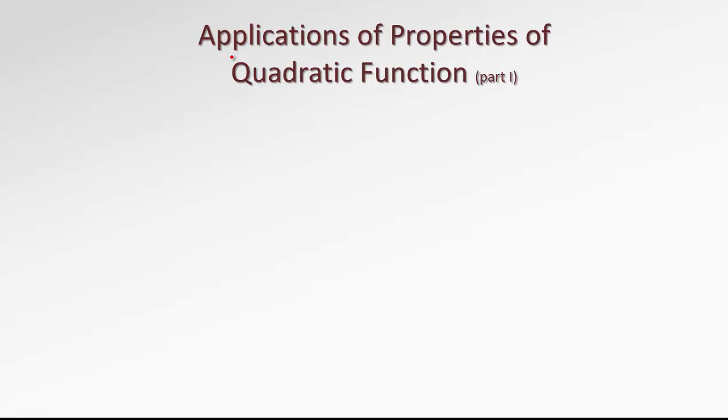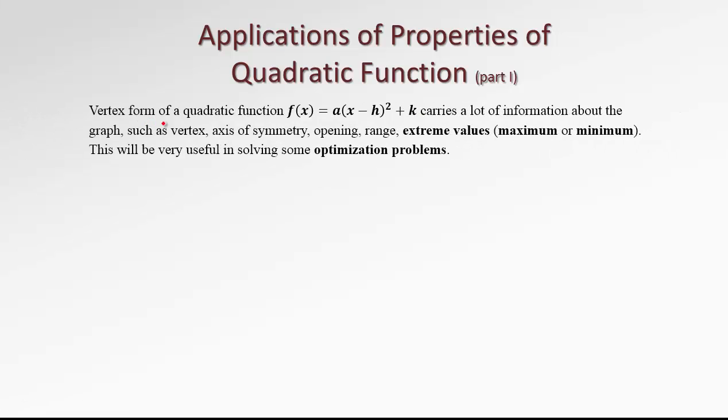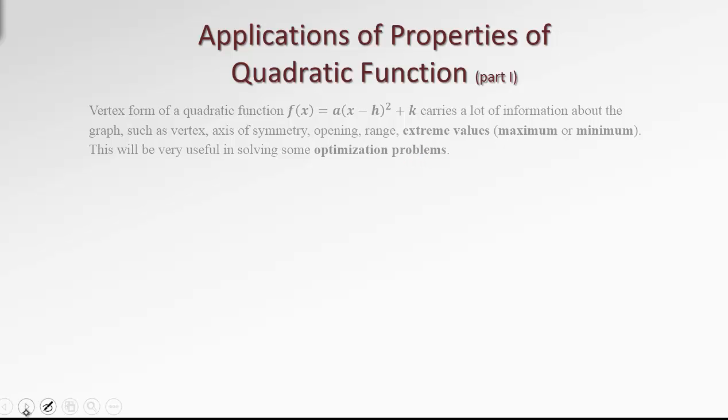In this video, we'll talk about applications of properties of quadratic functions. We already talked about vertex form of a quadratic function, which is here. This form carries a lot of information about the graph of the function. For example, the vertex, axis of symmetry, opening, range, as well as extreme values, either maximum or minimum value. In this video, we'll pay a bit more attention to the extreme values, as they will be very useful when solving some optimization problems in the next video.